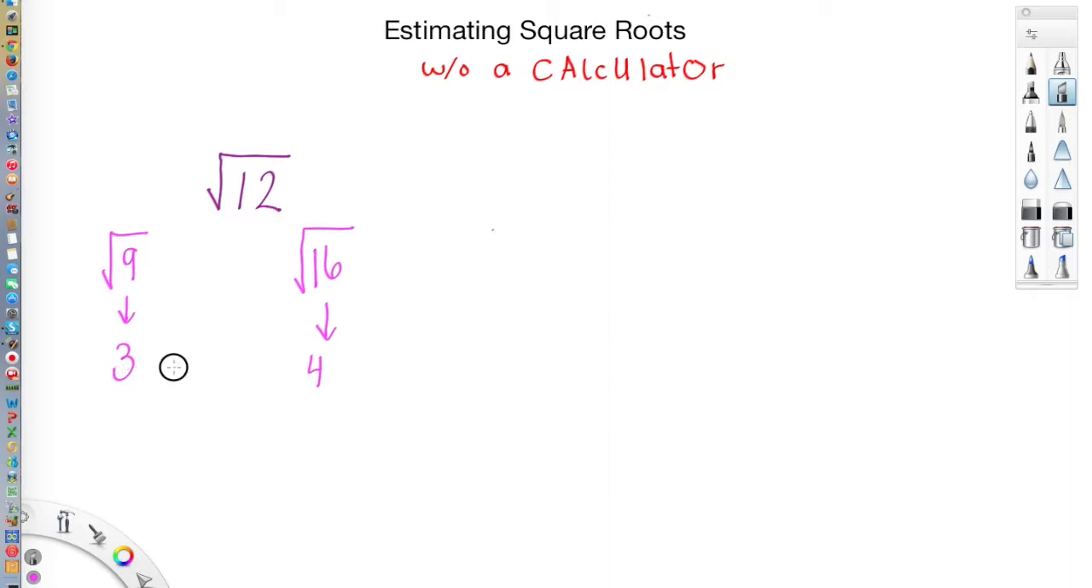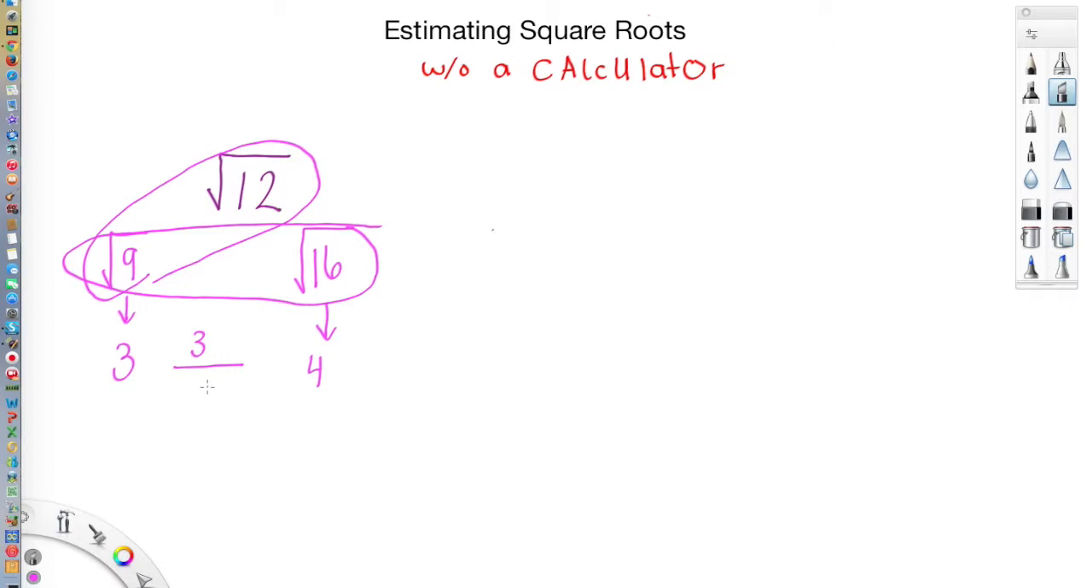So it's 3 and some fraction. How do I get my numerator? I get my numerator from finding the difference between 12 and 9, which is 3. And then I find my denominator by finding the difference between 9 and 16, which is 7. And that's my answer, or my estimation. This is pretty doggone close to the actual square root of 12. So it would be 3 and 3/7.